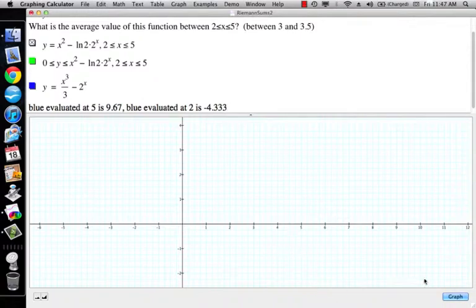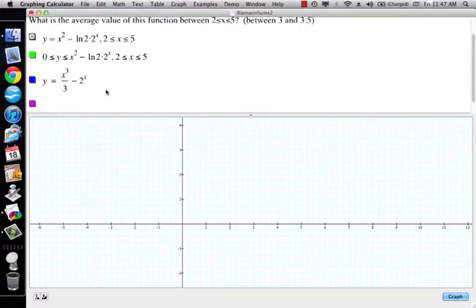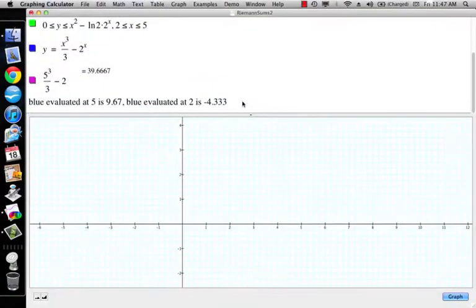Okay, so if I come back here and plug in 5, I get 5 to the 3rd power, and you can do this on your calculator. Well, I'll just do it right here. I can do 5 to the 3rd divided by 3 minus 2 to the 5, and I get that number. Now if I plug in 2 there, I get that one.